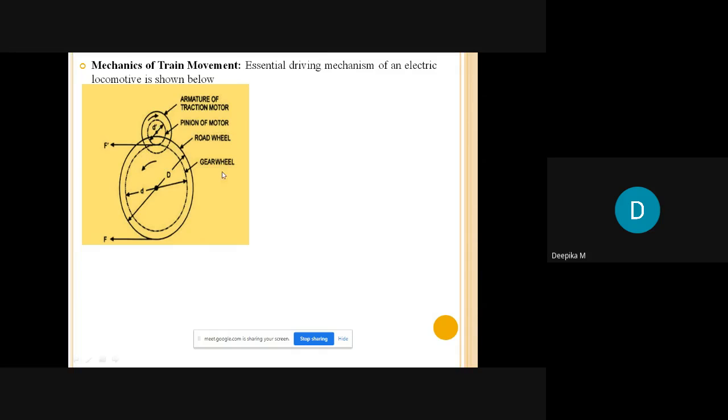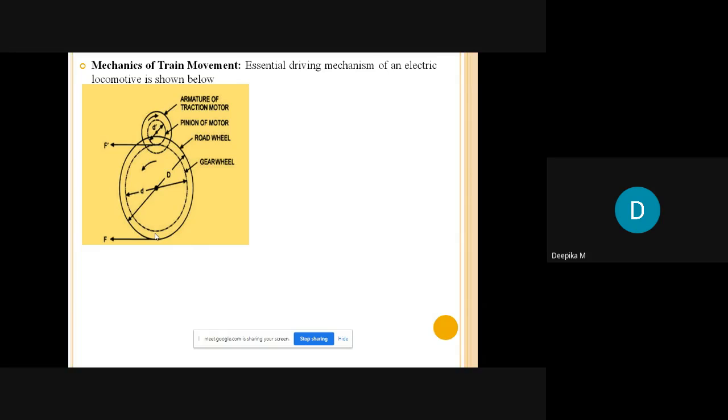The pinion is attached to the gear wheel. When the pinion rotates, the gear wheel will also rotate in the opposite direction. So you can observe here, the traction motor rotation and the pinion rotation, the gear wheel and the road wheel will rotate in the opposite direction. When the pinion of the motor rotates, the gear wheel also rotates. When the gear wheel rotates, the gear transmits the mechanical energy to the road wheel. Hence we obtain the mechanical motion. So this is how the train movement happens.